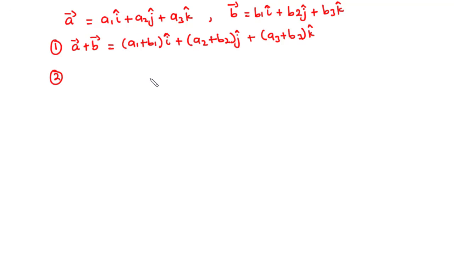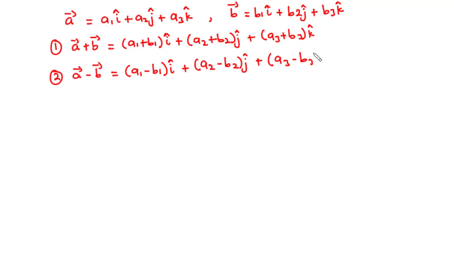Now if you want to find the difference between the two vectors, that is given by vector A minus vector B, then this is equal to, we are going to subtract corresponding components. So we have (A1 minus B1) i cap plus (A2 minus B2) j cap plus (A3 minus B3) k cap.